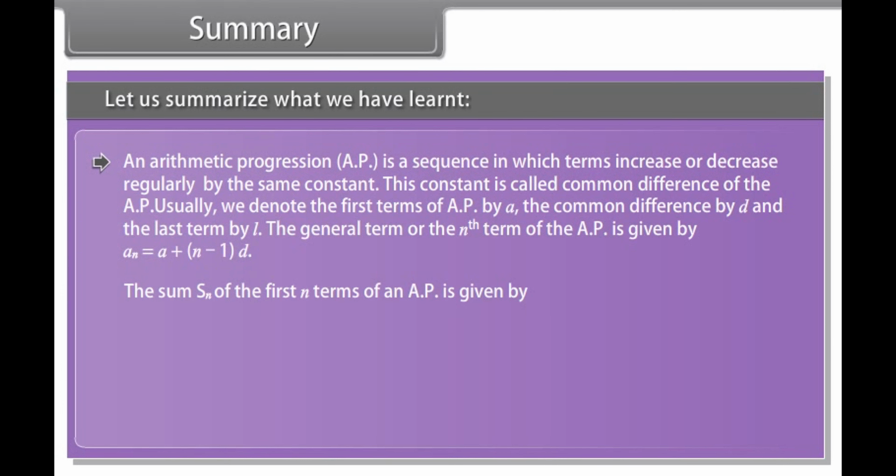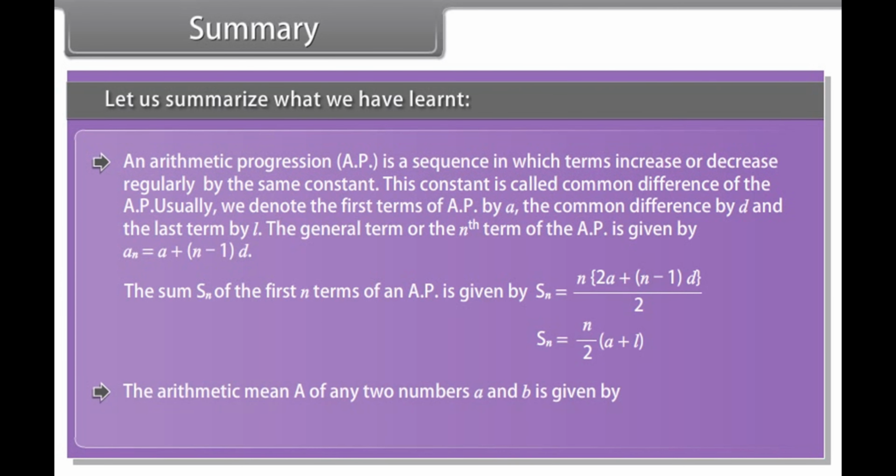the sum Sn of the first n terms of an AP is given by the arithmetic mean, capital A, of any two numbers A and B is given by this. That is, the sequence A, capital A, B is an AP.